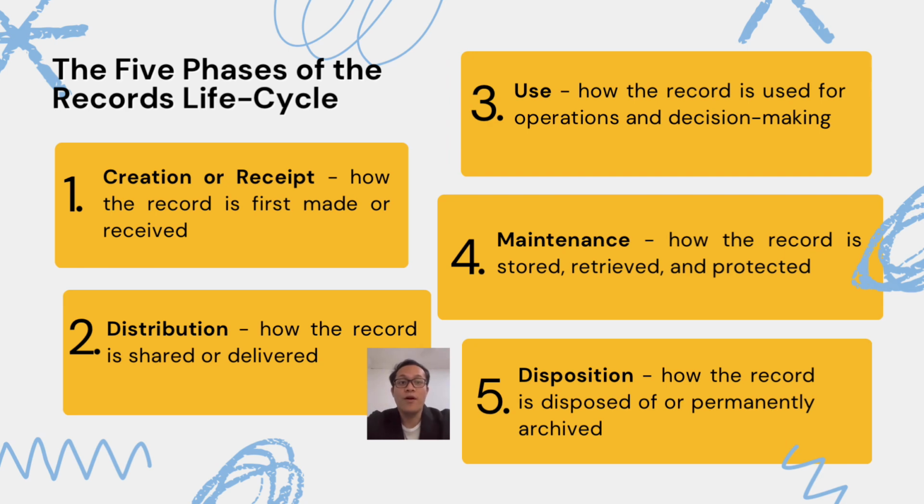We go to the 5 phases of the record life cycle. There are 5. First is creation or receipt, which shows how the record is first made or received. Second is distribution, how the record is shared or delivered. Third is use, how the record is used for operation and decision making. Fourth is maintenance, how the record is stored, retrieved, and protected. And lastly, the last stage, disposition, how the record is disposed of or permanently archived.